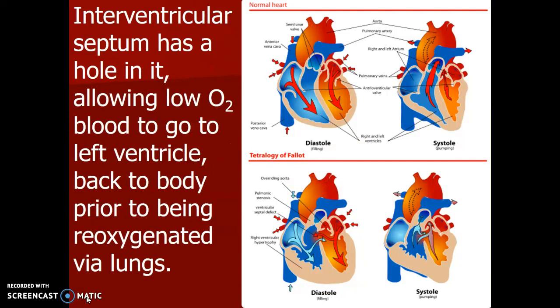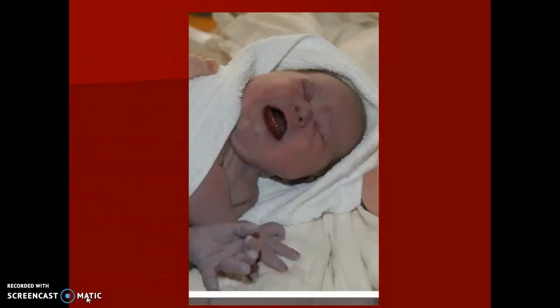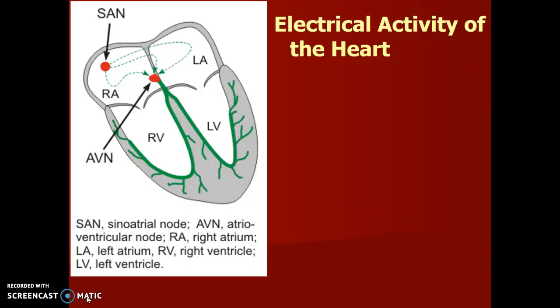So the intraventricular septum has a hole in it in tetralogy of Fallot here, which allows low oxygen blood to get to the left ventricle and back to the body. So only basically half the low oxygen blood coming back is rerouted to the lungs. And the babies have this bluish look, look at the baby's fingers, they're bluish. So they can now do surgery in utero while the baby's still in the uterus and repair this.